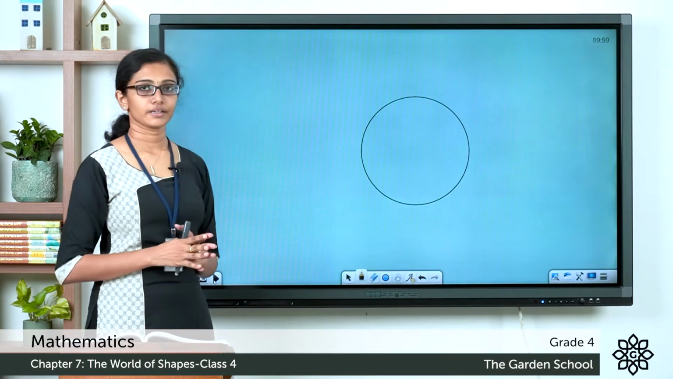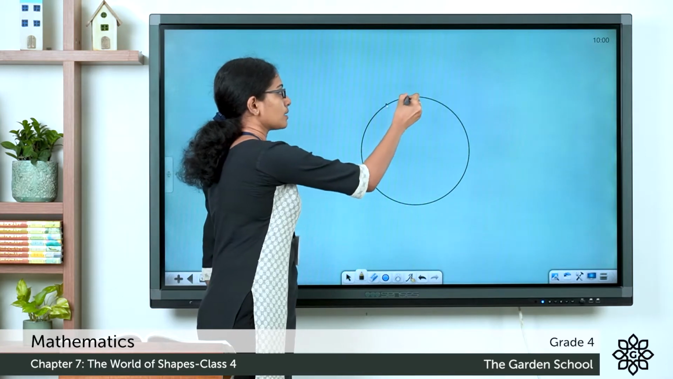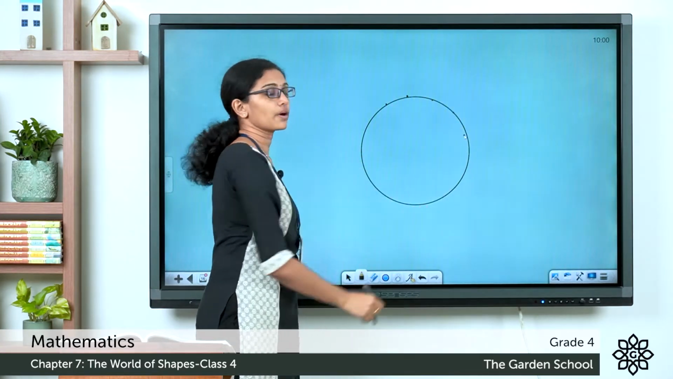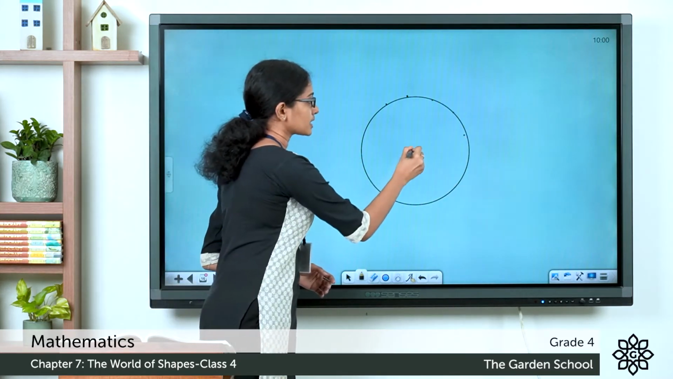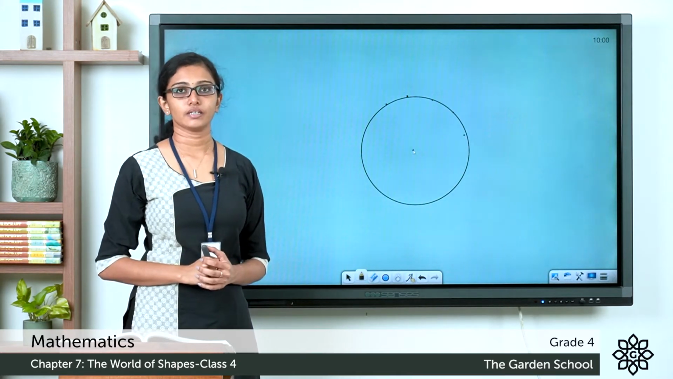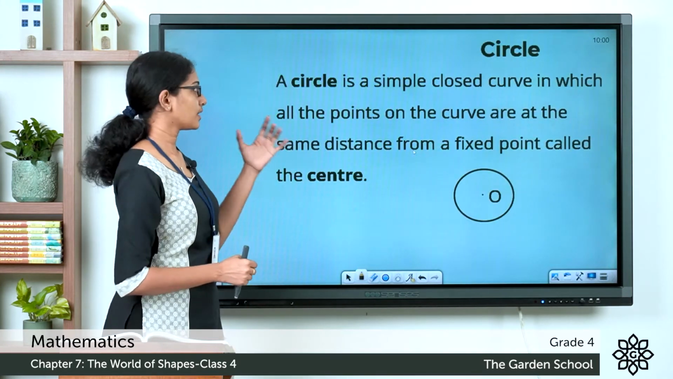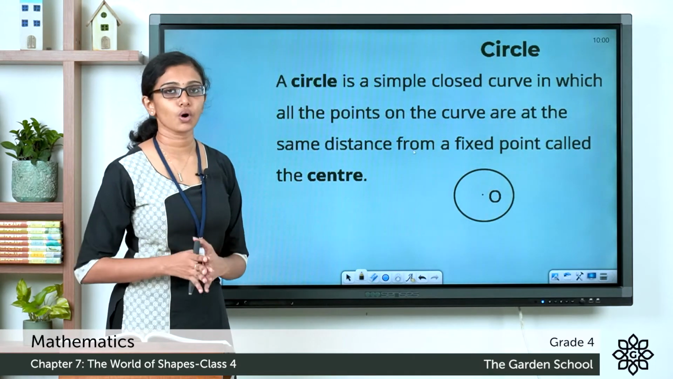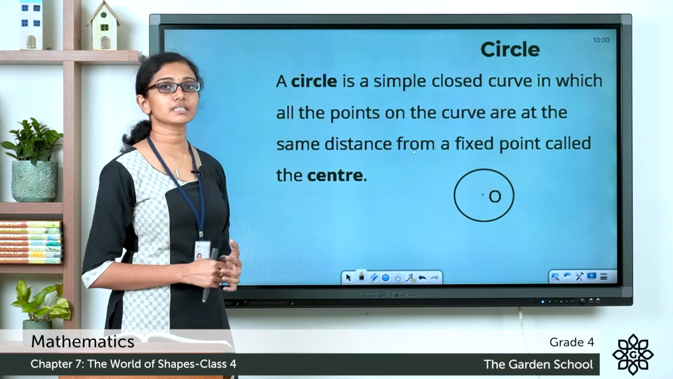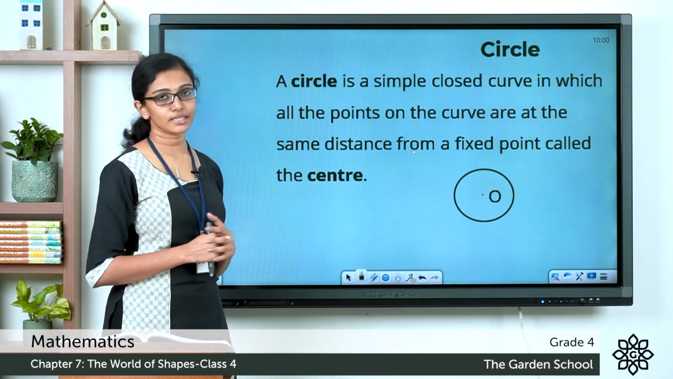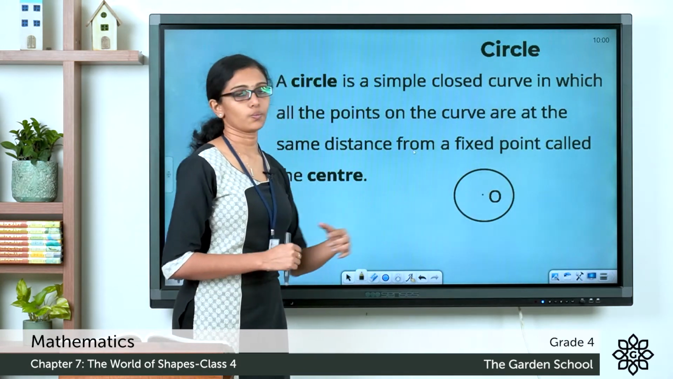So, on the outline of the circle, you can mark n number of points or infinite number of points on it. And all these points will be at the same distance from the center of the circle. Agree? So how can you define a circle then? You can define a circle as a simple closed curve in which all the points on the curve are at the same distance from the fixed point called the center of the circle. Here you can see a circle which has the center O.